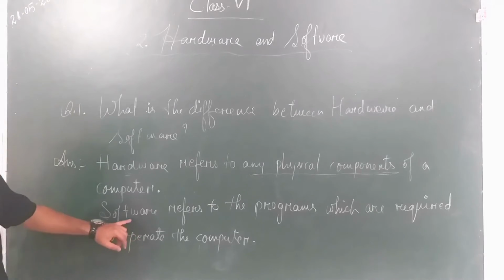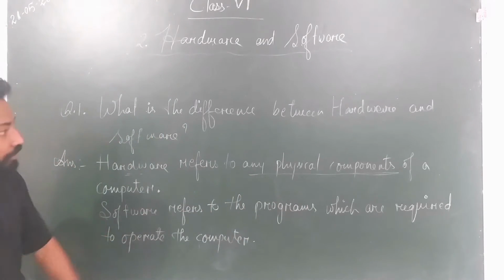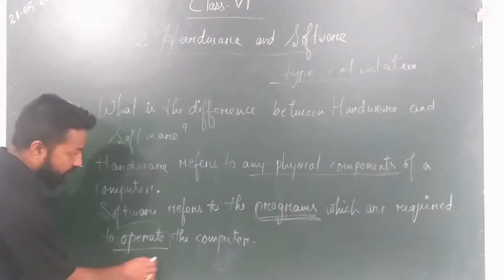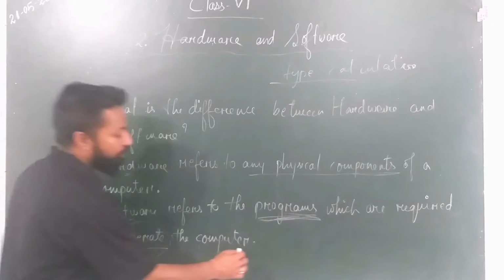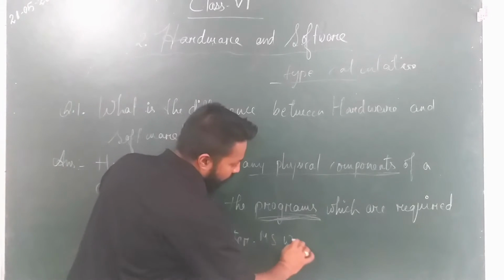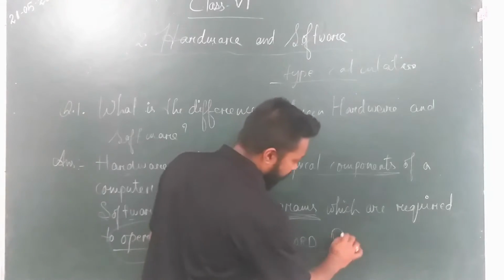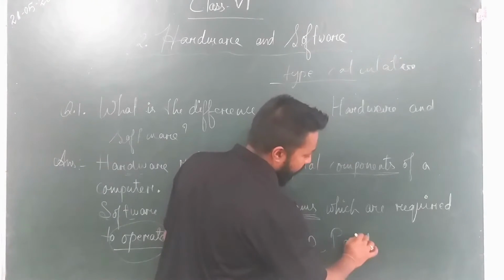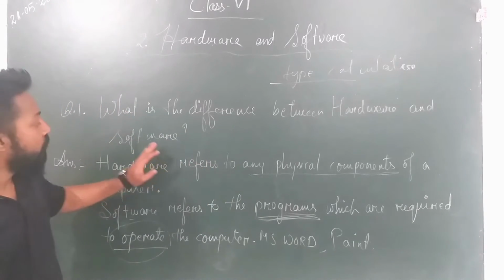Let's see what is the software. Software refers to the programs which are required to operate the computer. So to operate the computer, we need certain programs. So those programs are called what? Software. For example, MS Word. MS Word is an example of a software. Then Paint that we do in computer, that is also an example of a software. So this is the difference between hardware and software.